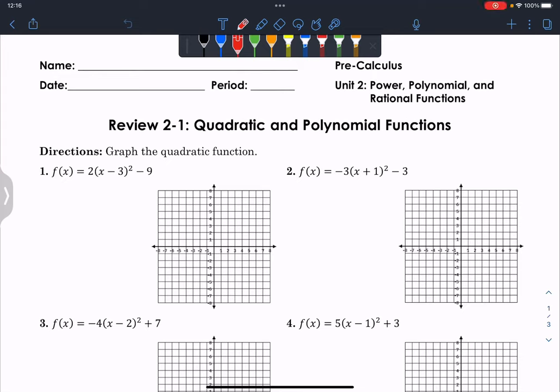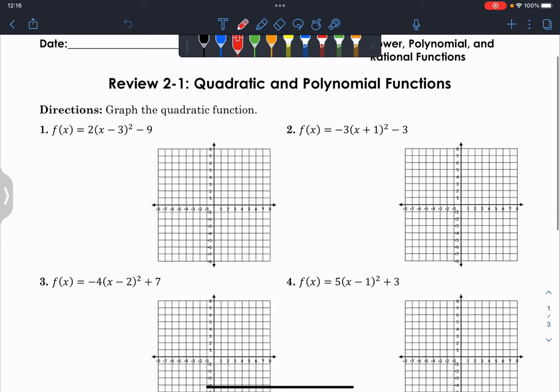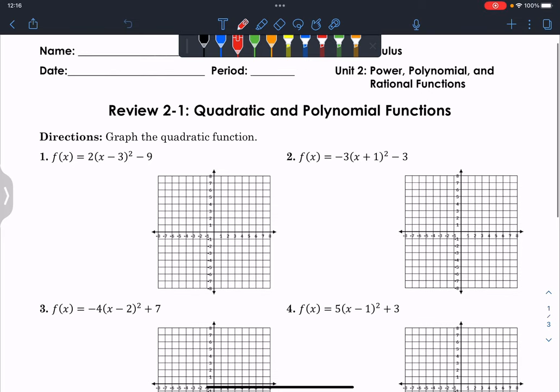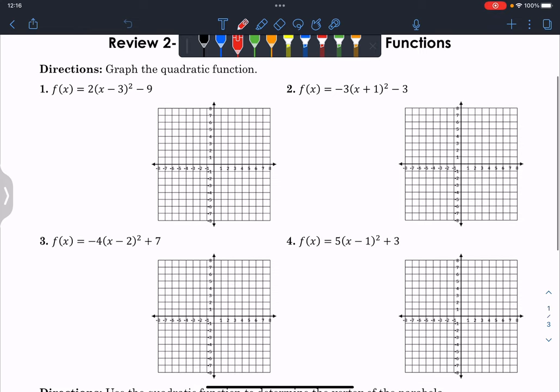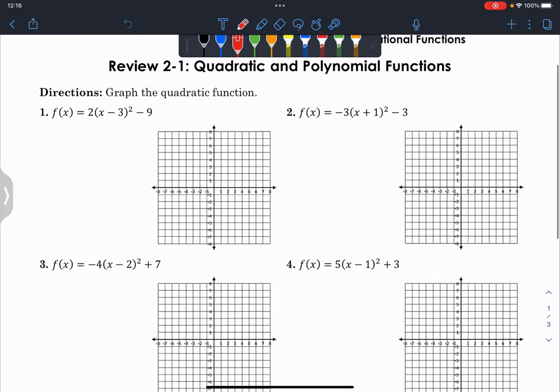This is going to be our first review for our second chapter, which is power, polynomials, and rational functions. In this review, we're reviewing sections 1.1, 2.1, 2.2, and 2.3. Let's begin by going over how to graph quadratic functions in their standard form.